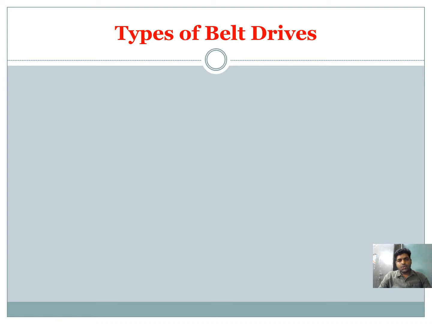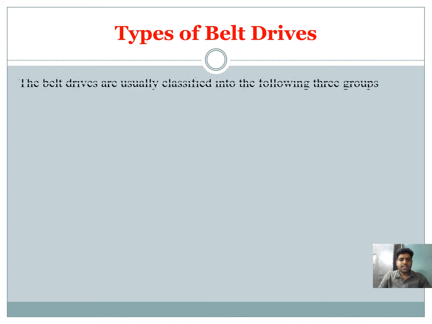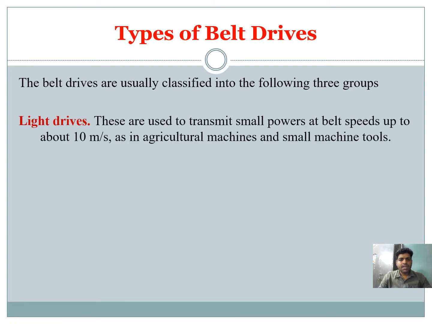According to the use of belt drives, there are three types based on their working capacity. First one is light drives. They are used to transmit small power at belt speed up to 10 meters per second. Basically these belt drives are used in agriculture machines and small machine tools.